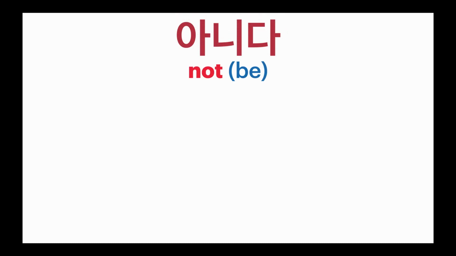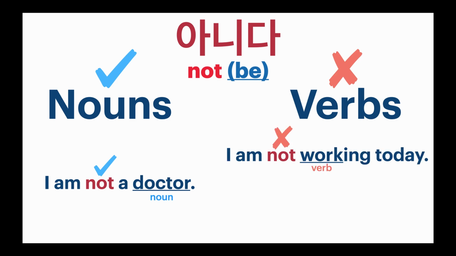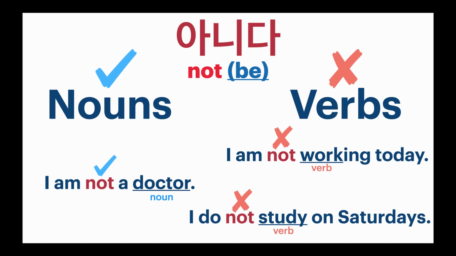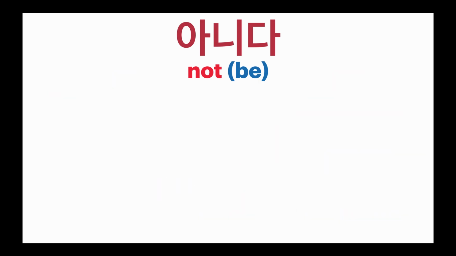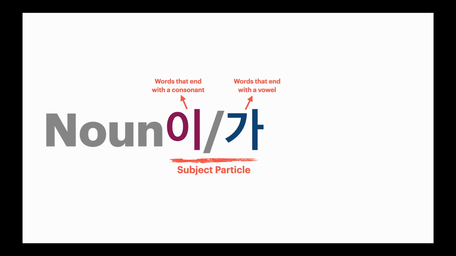아니다, to not be. I added be here to emphasize that 아니다 is only used with nouns, not verbs. In other words, you can use it to say something like, I am not a doctor, but you'll use a different grammar point to say a sentence like, I'm not working today, or I do not study on Saturdays. We'll get to that grammar point in the future, but for now, let's learn how to make sentences with 아니다. The sentence pattern you'll need for today is noun plus the subject particle, 이 or 가, 이 for words that end with a consonant, and 가 for words that end with a vowel, plus 아니다.